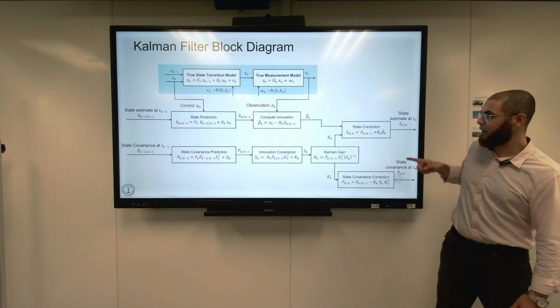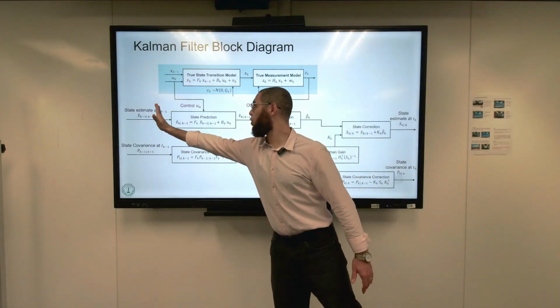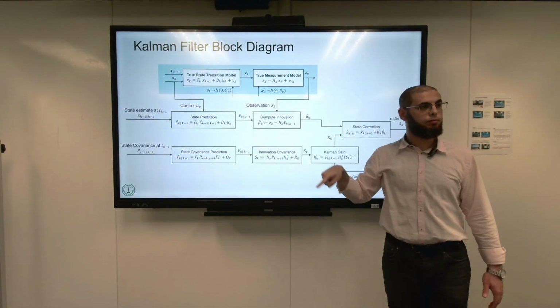So this is time step k, and this is time step k minus 1. So all of this is just what runs in one loop. Okay.